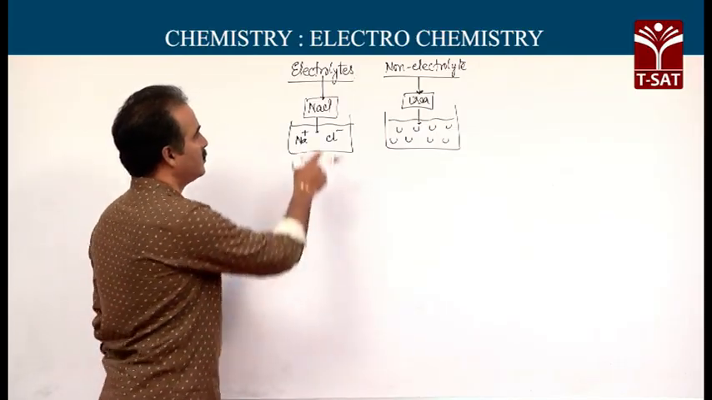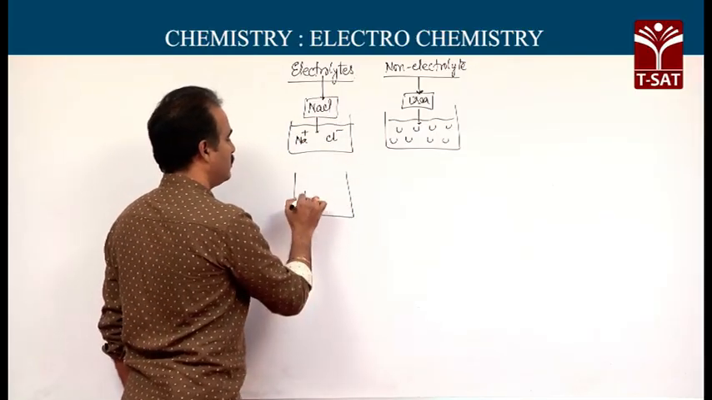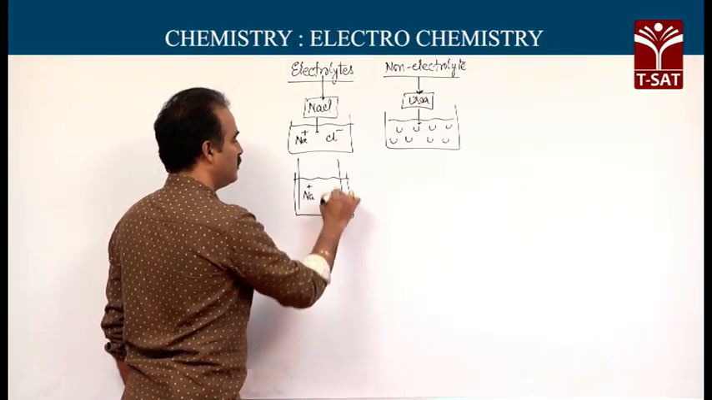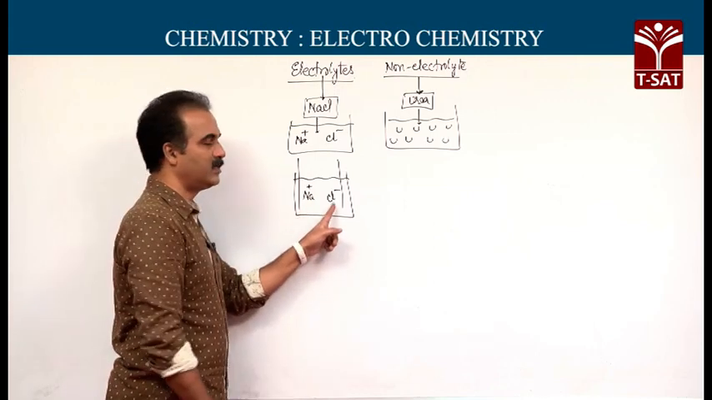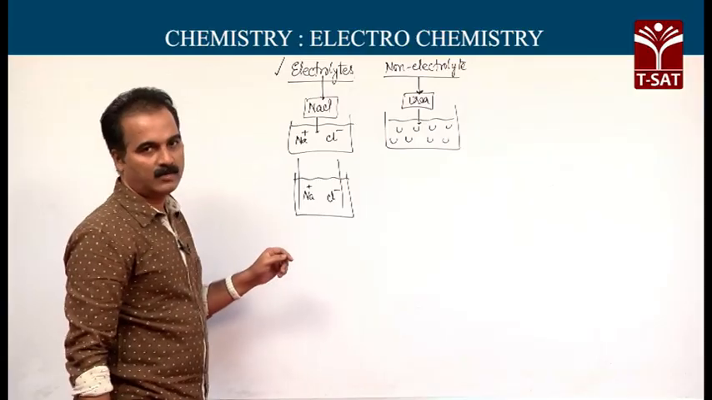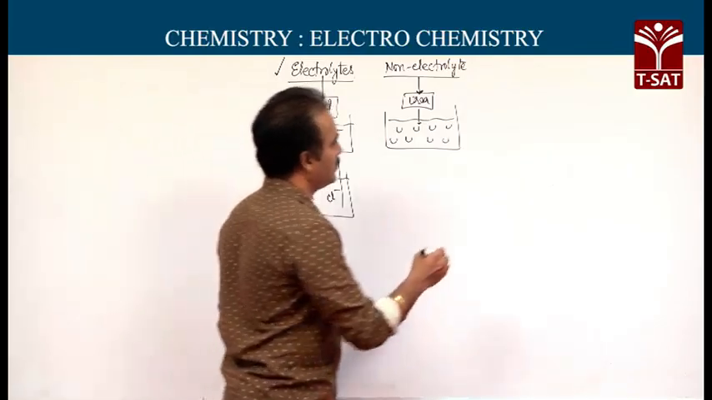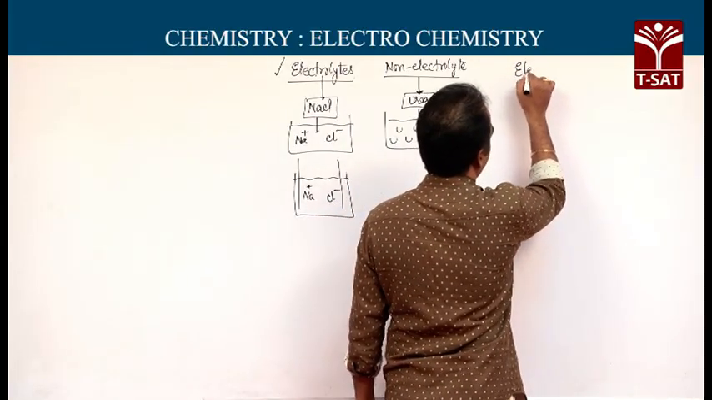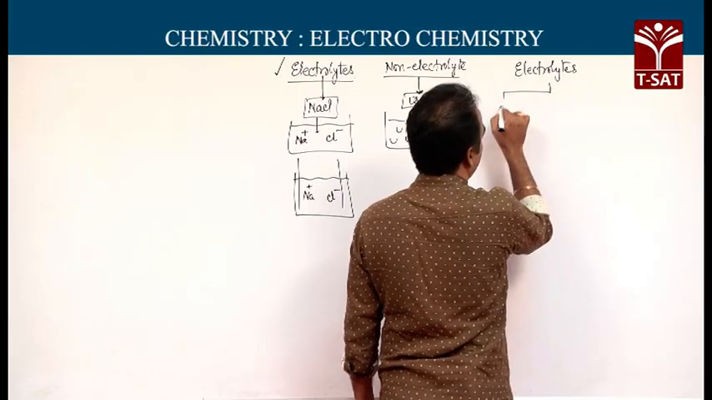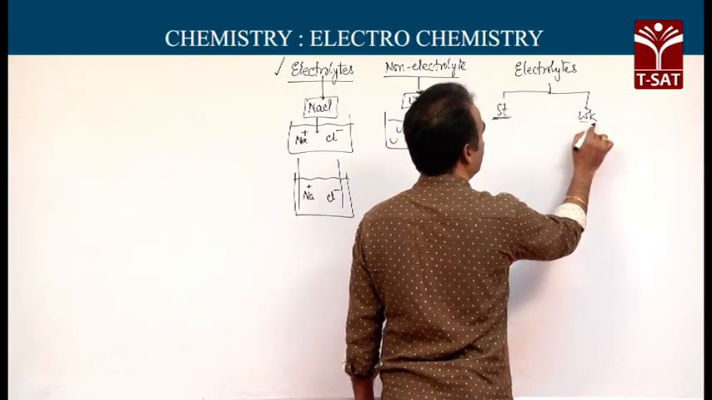That is the thing. So, what is an electrolyte? It produces ions, and these ions will conduct current when subjected to electrolysis. Na+ ions and Cl- ions conduct current. So, that is what we call electrolytes. These electrolytes can be divided into two types: strong electrolytes and weak electrolytes. What is a strong and what is a weak electrolyte?